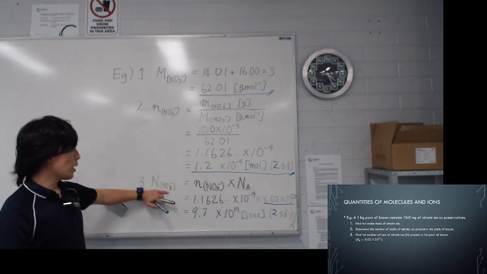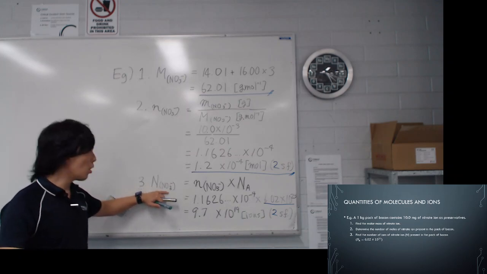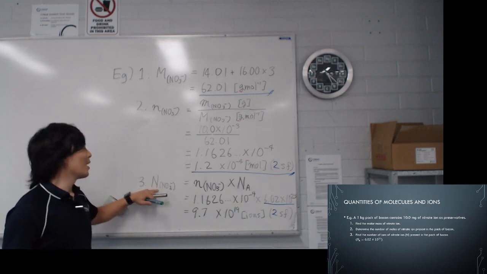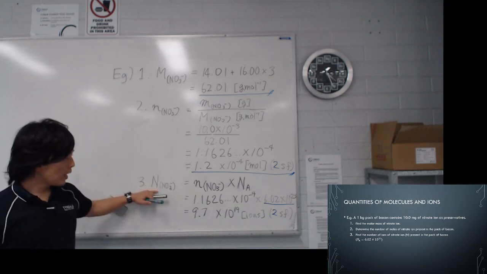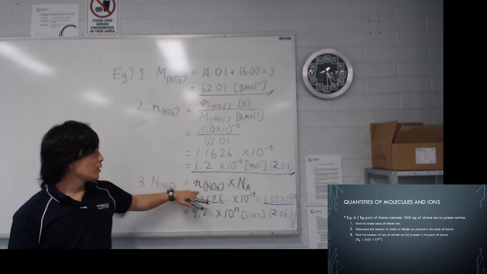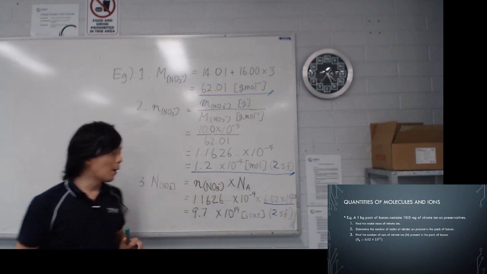Moving on to the third one, you are asked to find the number of ions in this bacon package. So how many were there? You can find out by multiplying the number of moles, which you found before, times Avogadro's number.